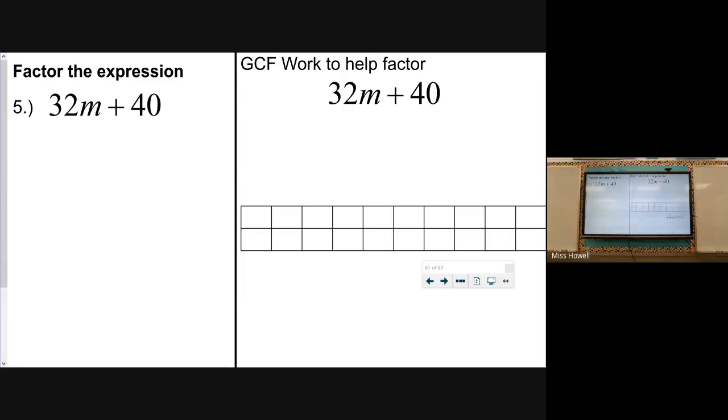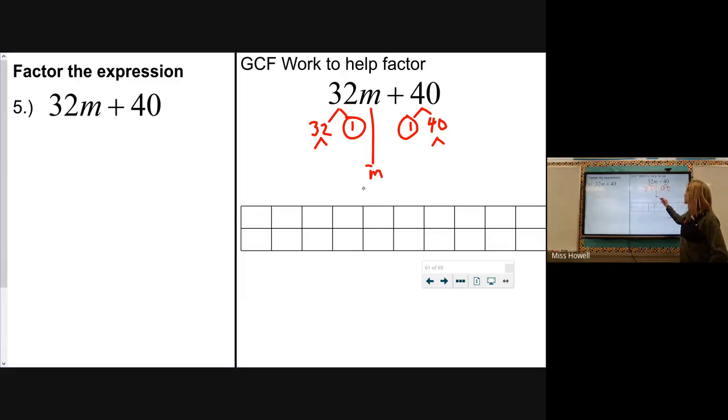All right, let's try one more. Number 5, 32M plus 40. All right, these are both positive, so 1 and 32. 1 and 40. All right, 32 and 40. Don't forget your M. All right, 32, there's a bunch of different ways you could break it down. I could divide by 2, I could divide by 4. Right? I don't know, 4 and 8 would be a way to start. Right, there are others. Take your own path. In the end, we'll all land at the same result of prime stuff.